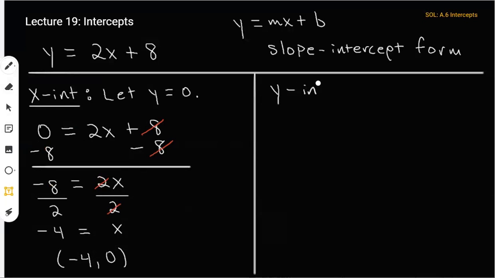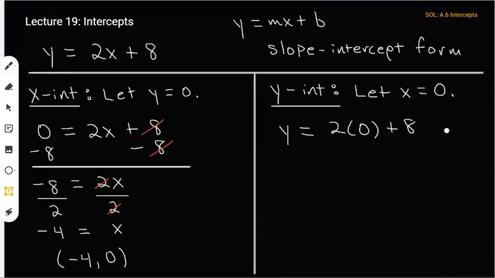All right, let's look at the y-intercept. I need to let the opposite variable be 0. So if I'm finding the y-intercept, I'm letting x be 0. Now for the y-intercept, I'm just going to replace the x with a 0. So I get y equals 2 times 0 plus 8. For this one, the math is going to be a little bit easier. You're not really solving an equation. All you're really doing is evaluating.